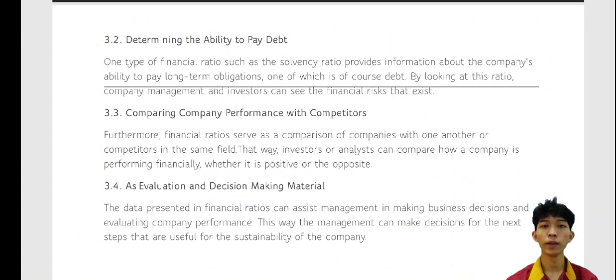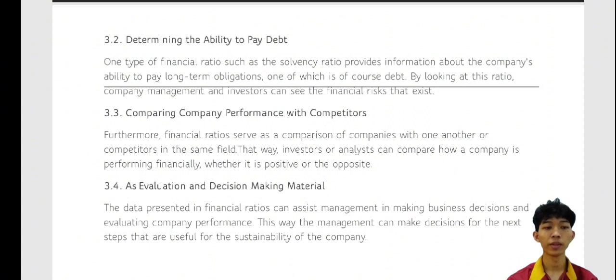Determining the ability to pay debt. One type of financial ratio, such as the solvency ratio, provides information about the company's ability to pay long-term obligations, one of which is of course debt. By looking at this ratio, company management and investors can see the financial risks that exist.